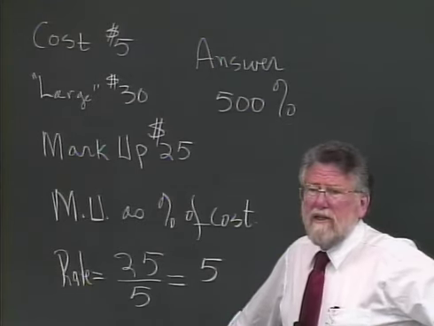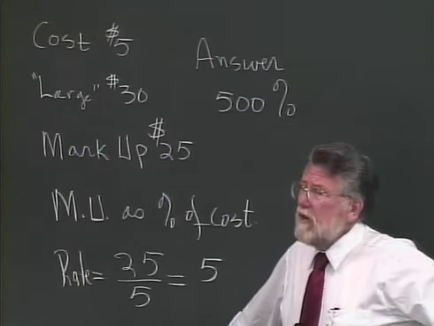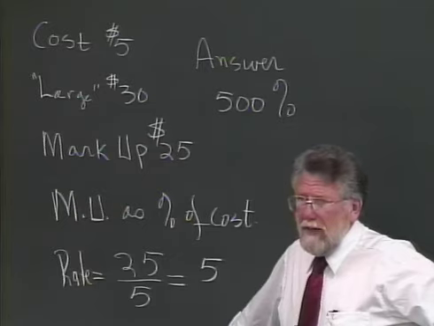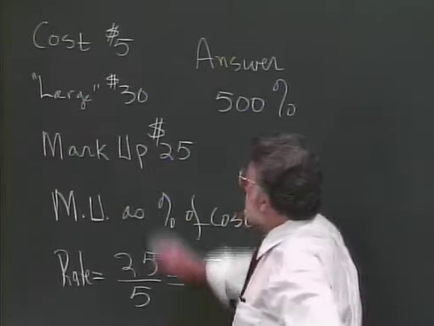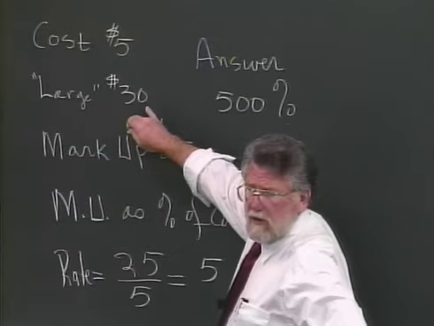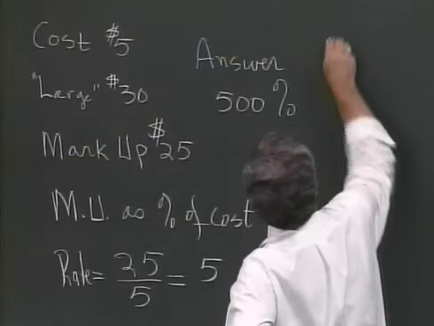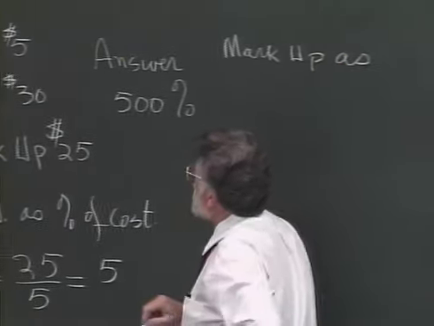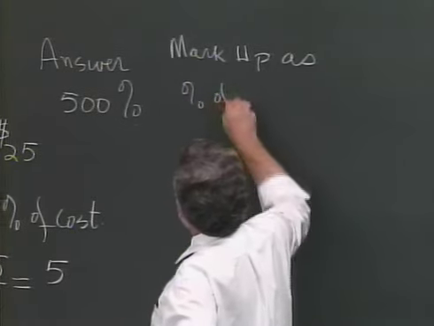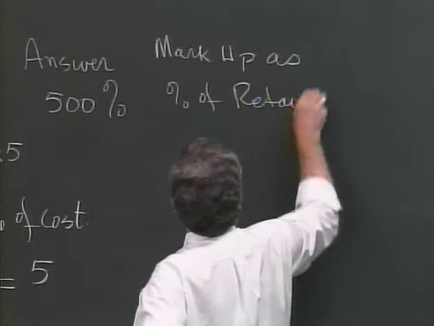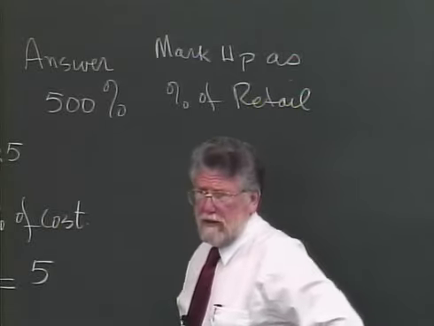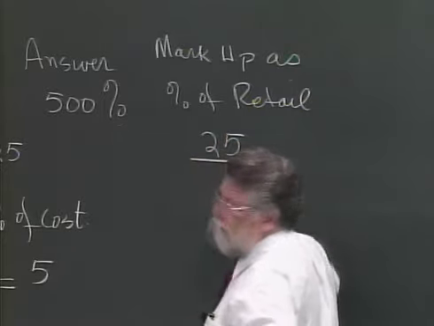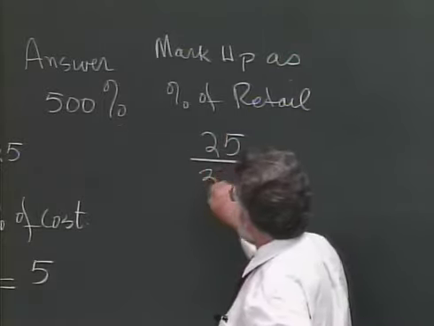Now, what if you say instead, markup as a percent of retail? What is considered the retail? The $30. So your $30 is the base now. So markup, now be careful, markup as a percent of retail. Otherwise, you're selling this pizza for $30. Your markup this time, that's your part, is 25. Your base is the $30.